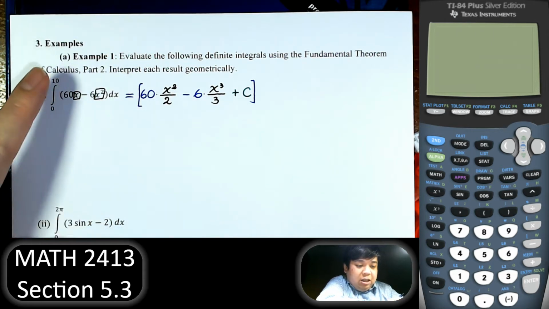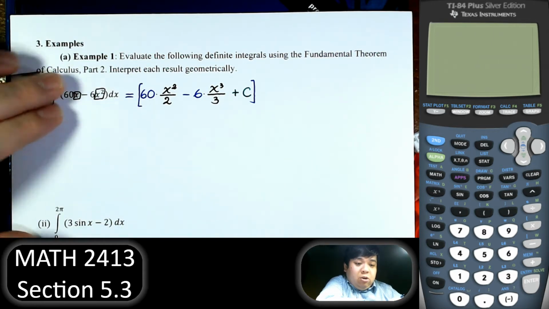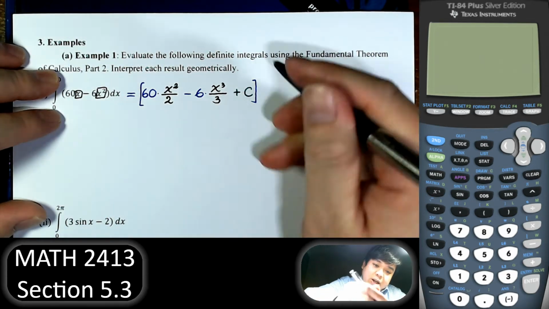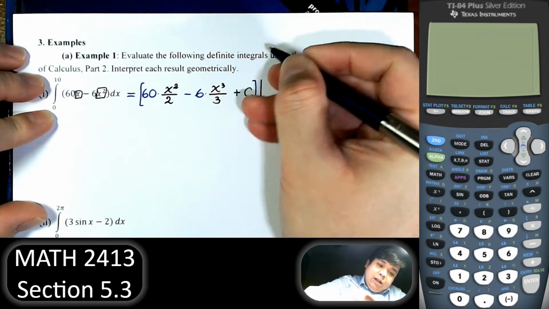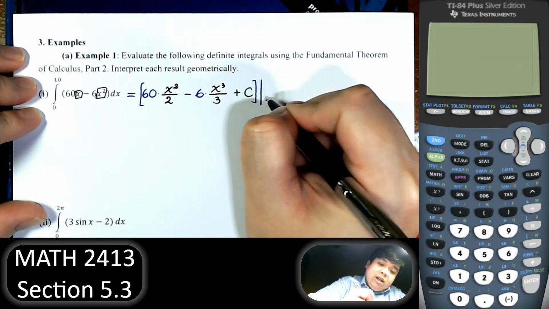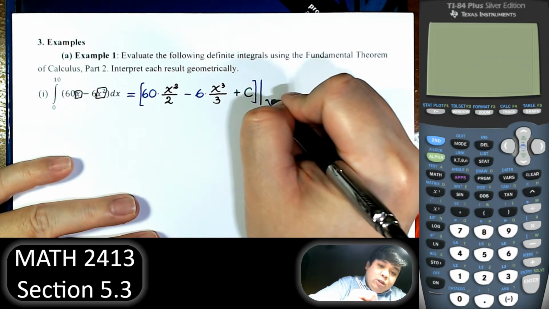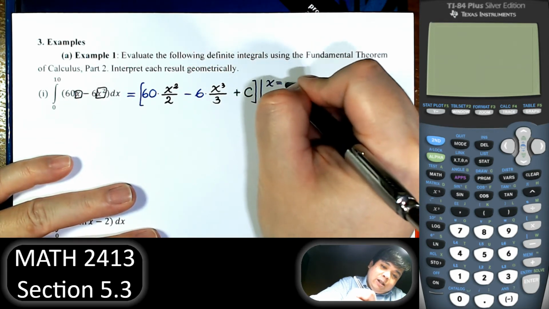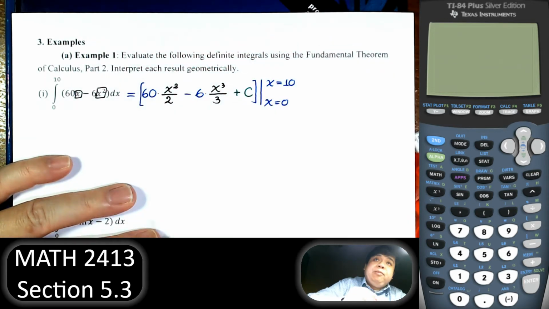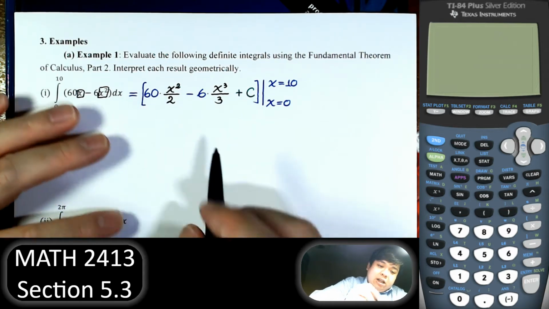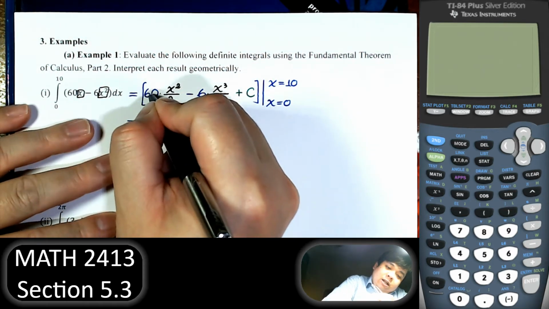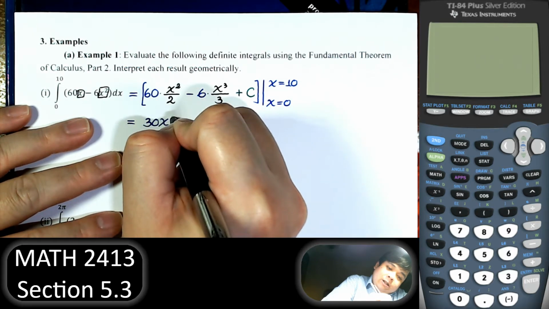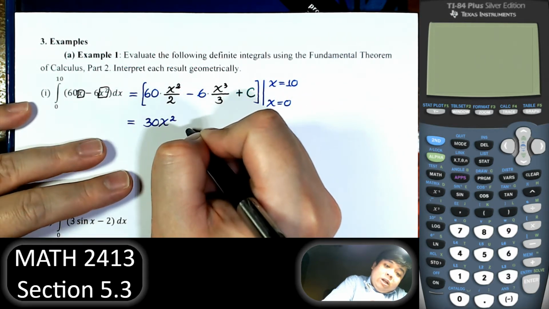Just integrate to evaluate the definite integral. That's how we do it. And then we have the limits. So we integrate and then the limits go from 0 to 10. If we want to be absolutely clear, we say x goes from x equal to 0 to x equal to 10. Now let's simplify the inside part. 60 divided by 2 is 30x squared. 6 divided by 3 is 2.